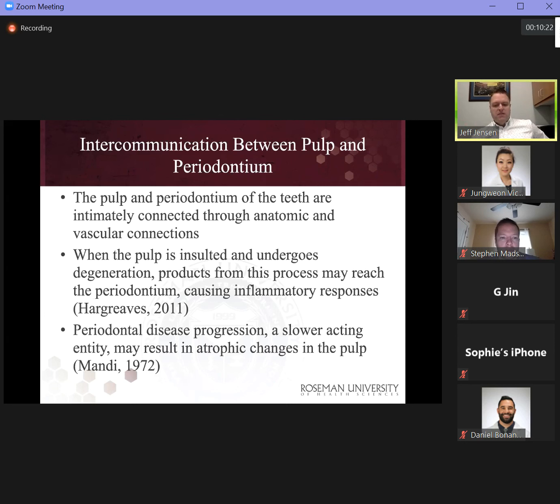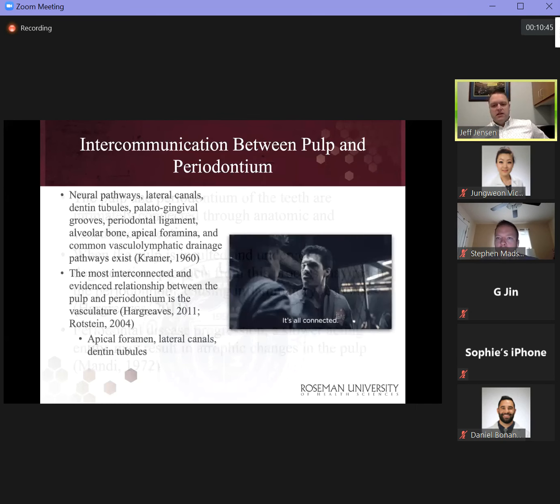If it reaches that apex and the foramen at the apex of the root, then you can start to see pulpal changes. Or occasionally, if there's a lateral canal, that may cause problems in the pulp as the periodontal lesion progresses. So these things affect each other back and forth, and there's definitely some sort of connection that happens there.